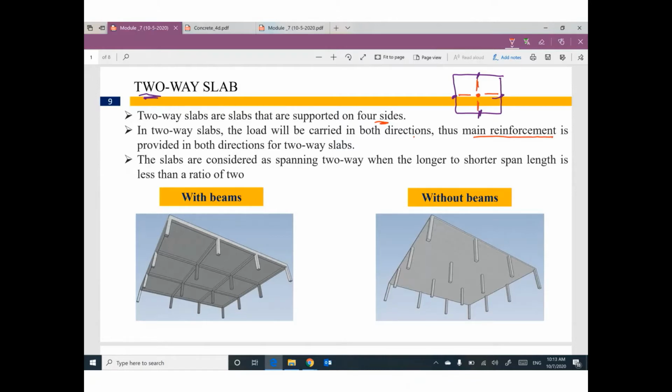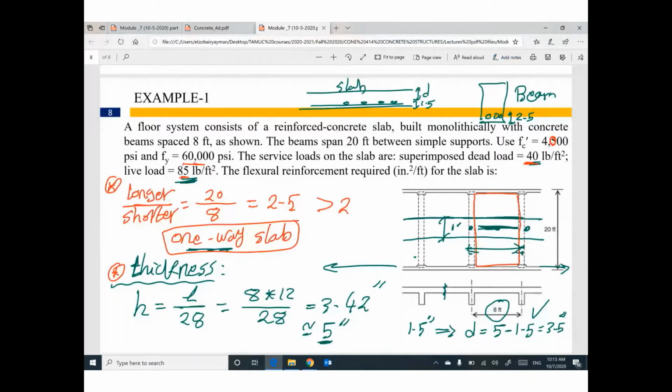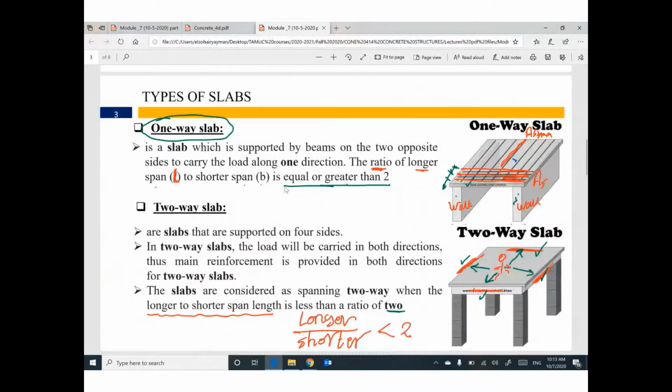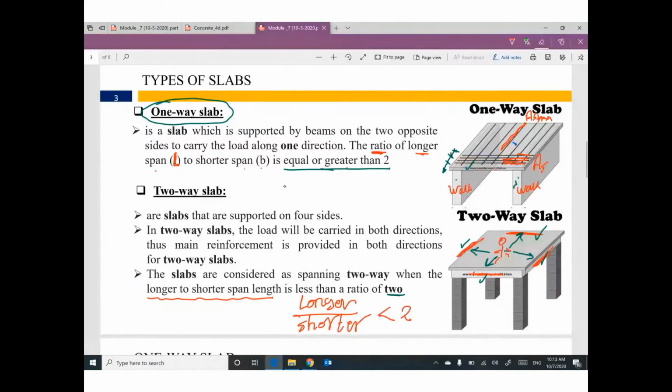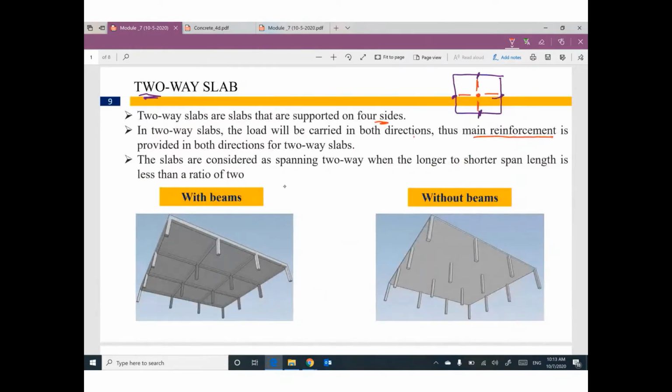Guys, do you remember I told you for one-way slab, we have main direction, and we have secondary direction. In the main direction, we have main steel reinforcement, area steel main. In the other direction, we have minimum reinforcement, just minimum. So we have only one direction. But for two-way slab, we have two directions. That means the main steel reinforcement will be provided in the two directions.